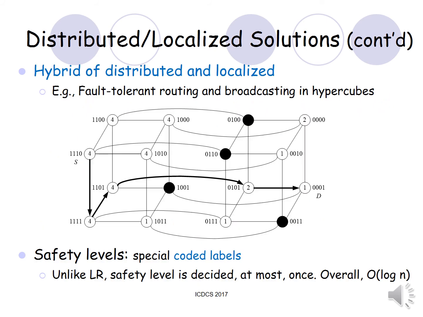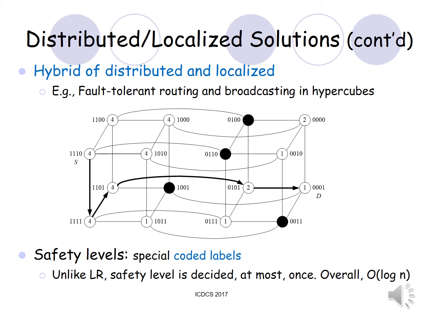So one way is that we can use some kind of hybrid of distributed and localized solution. And here is an example of fault-tolerant routing and broadcasting in a special type of graph called hypercube. So a while ago, I proposed this so-called safety level. It's a special type of coded label based on the hypercube structure.